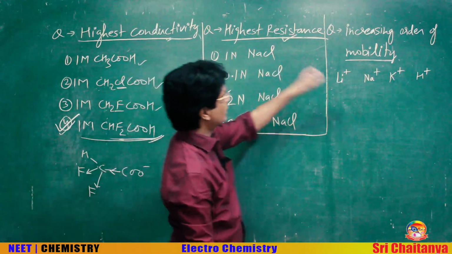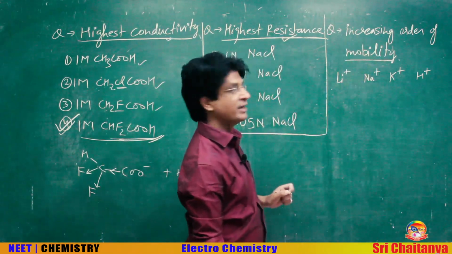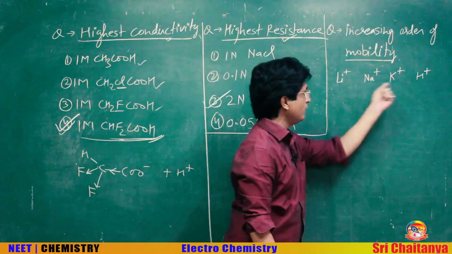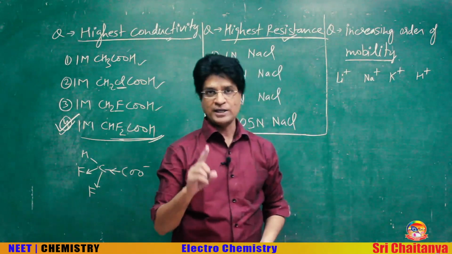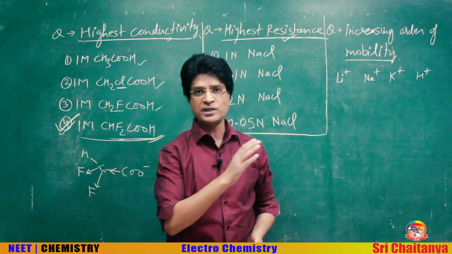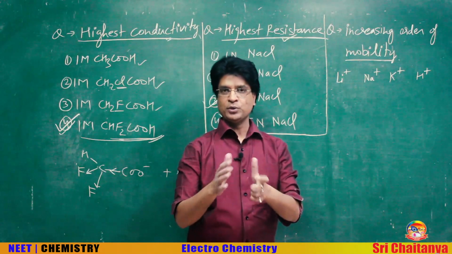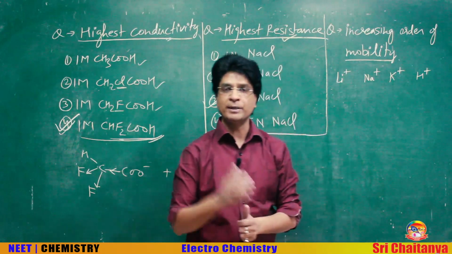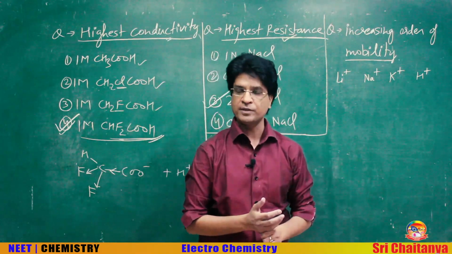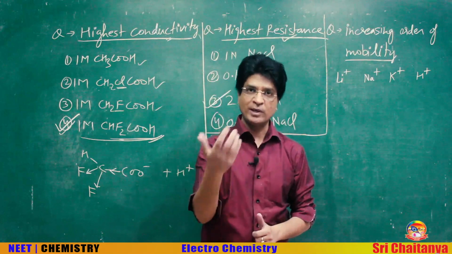Okay. Now come over here. Increasing order of the mobility of these ions. To solve this question, first we need to understand that hydrogen ions, H plus ions, are the fastest travelers in water. So they will be moving fastest because they have a different mechanism of movement. They move via the Grotthuss mechanism. Second fastest is the OH minus ion.